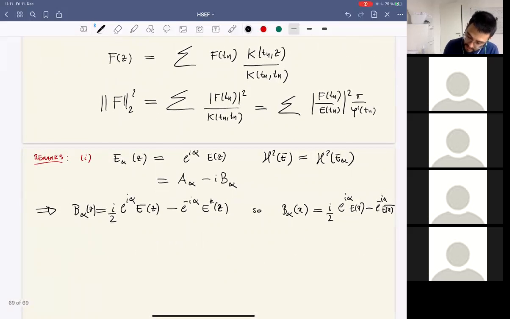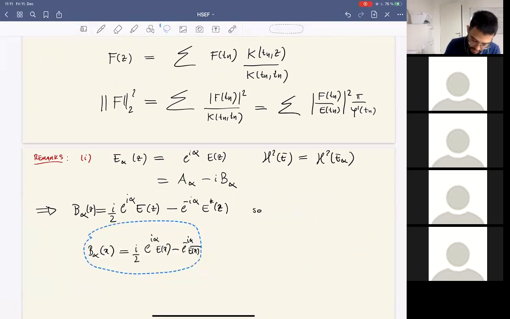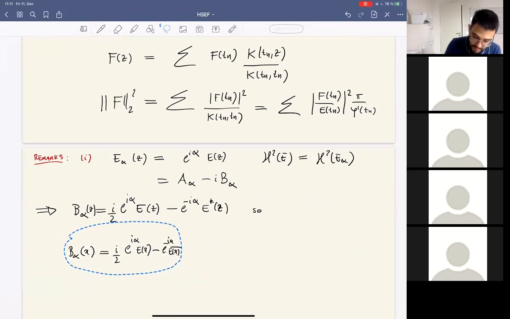And then you can keep doing this computation. Let me put this in. Let me move this to this bit.